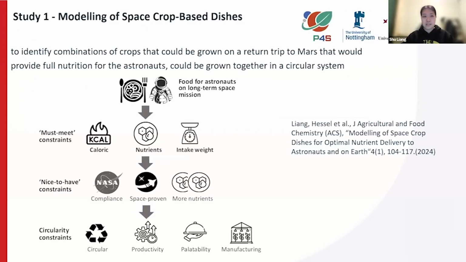Now I will show you the first study. It's about the modeling of space crop-based diets. We have developed the hierarchy of constraints as an aid to space farming design. In this study, the mass and energy requirements are solved by computer modeling, like mathematical modeling, and we also consider the security, productivity, and palatability. Our paper has been published in ACS this year.